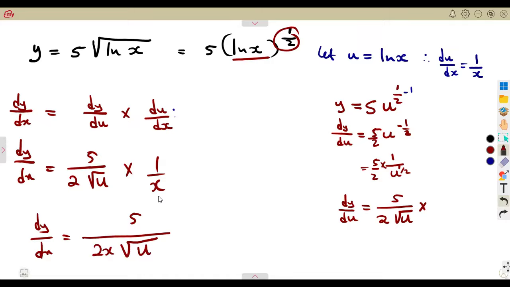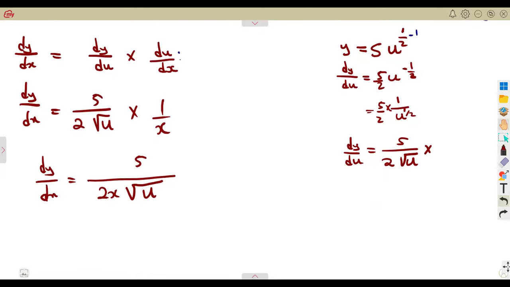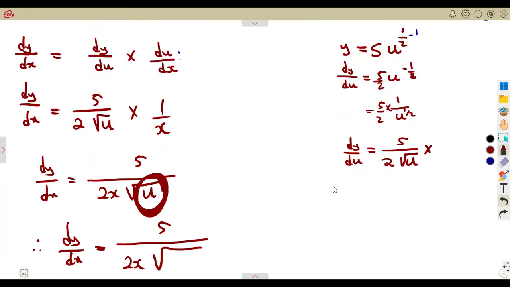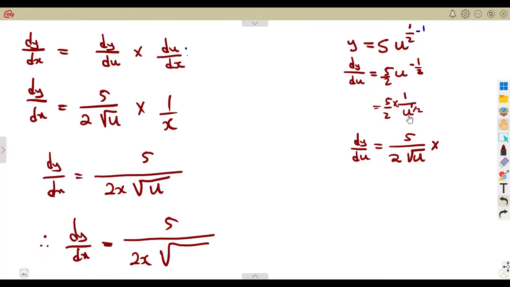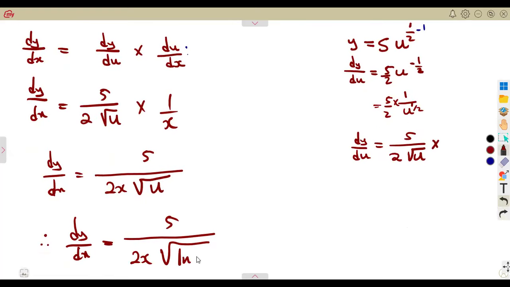So you cannot leave our answer like this because this is written in terms of u, which is supposed to be in terms of x. So u is what? Remember we said u is the ln of x. So instead, our answer is the derivative of y with respect to x is going to be 5 over 2x, the square root of where the u is. You substitute with what represents the u, which is the ln of what? The ln of x. So this is going to be the square root of the ln of x. Just like that. So this is our function of a function, chain rule.